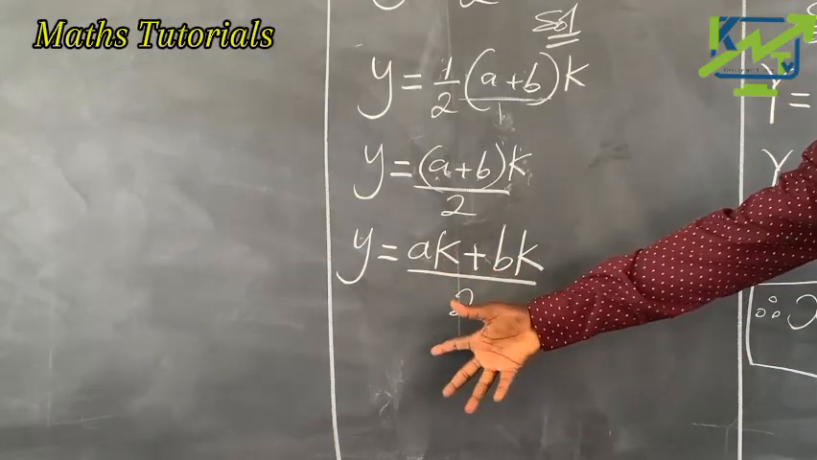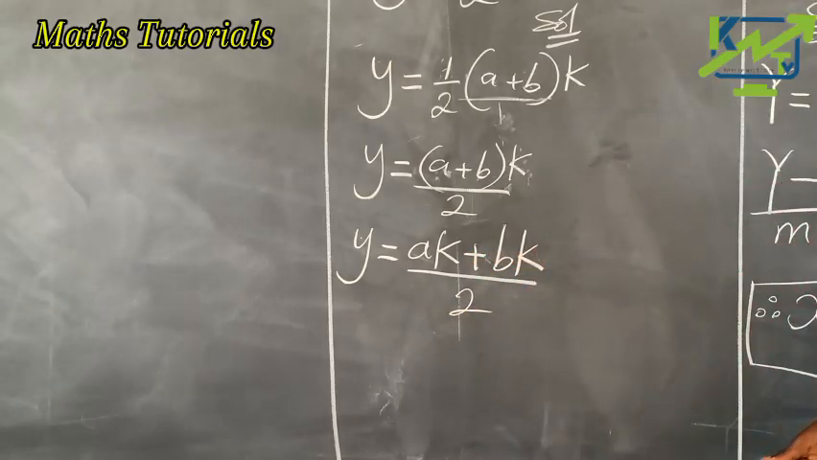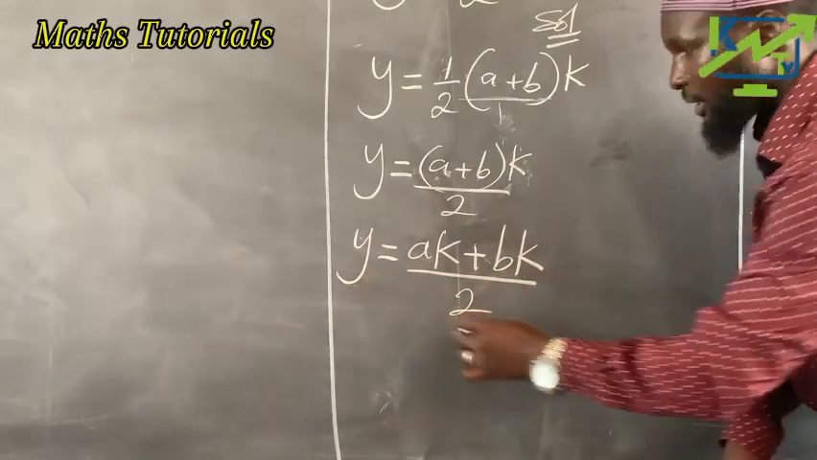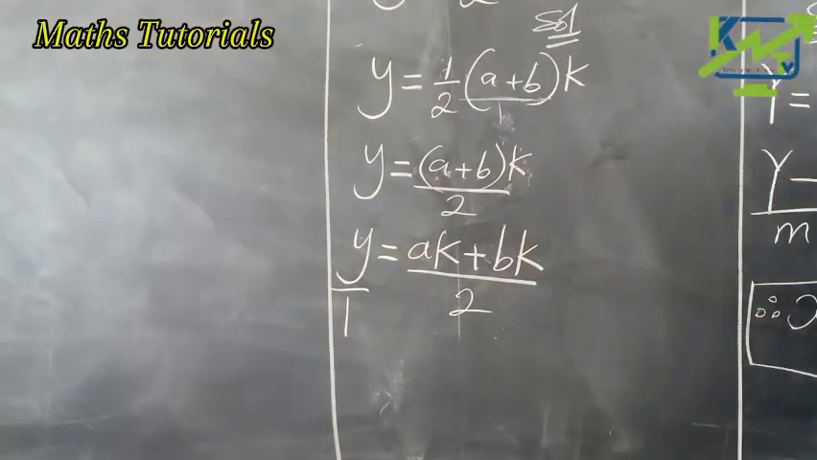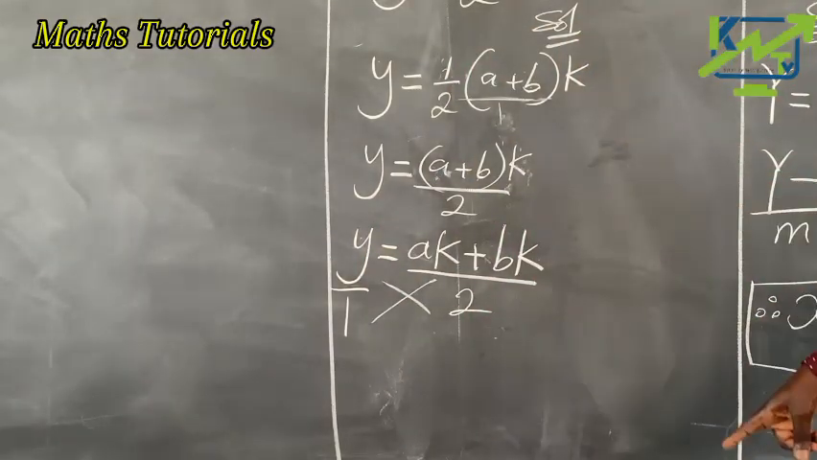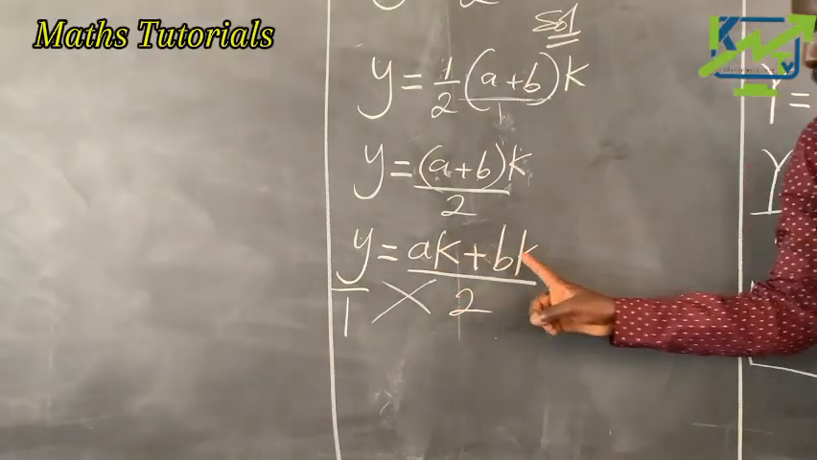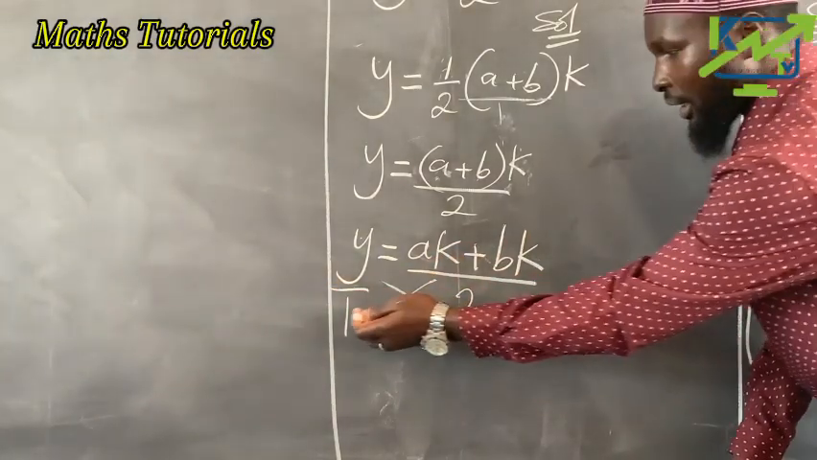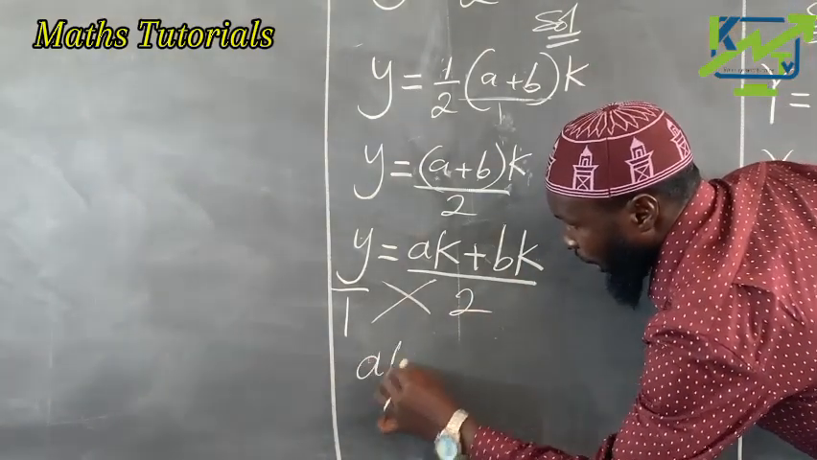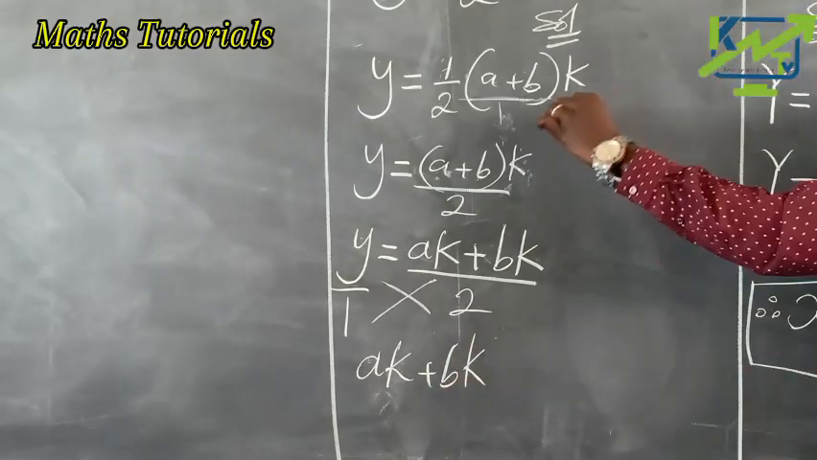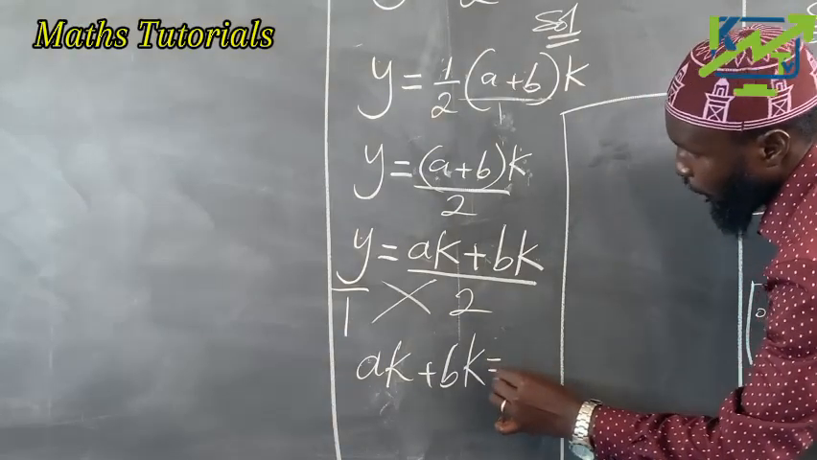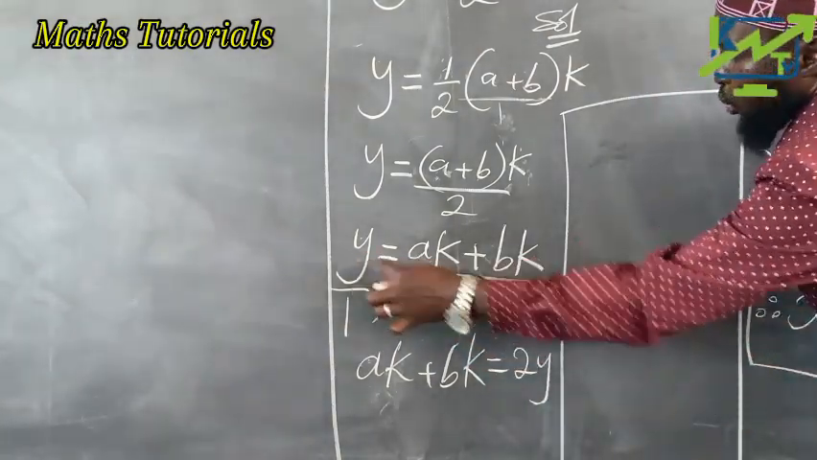There are two methods you can apply here. First, you find the common factor. Second, you can find the LCM. If this term is a fraction, you make the other part also a fraction by saying this is over 1. Most of the students like this. From there, you cross multiply. Since our aim is to make k the subject, and k is on the left hand side, we start here. 1 times this term, I told you 1 times any term is that term, so it's going to be ak plus bk equals 2y. 2 times y is 2y.